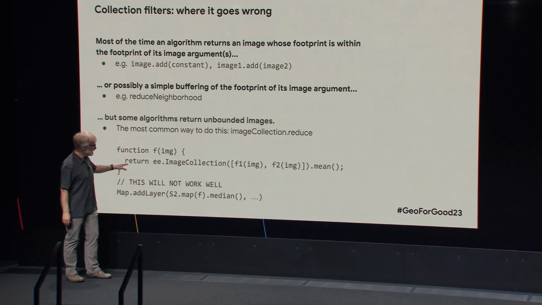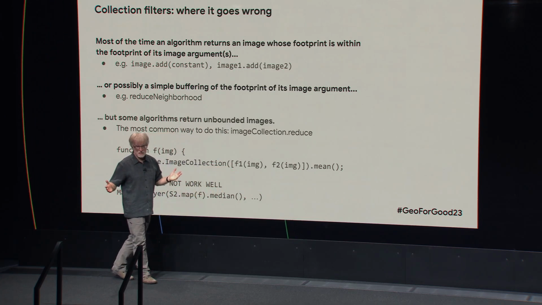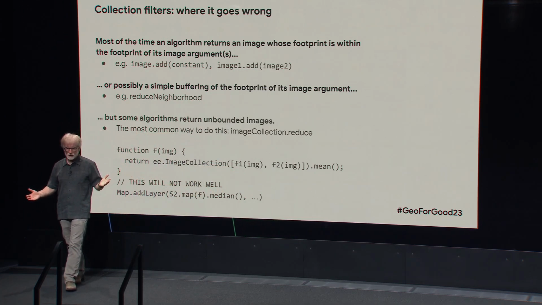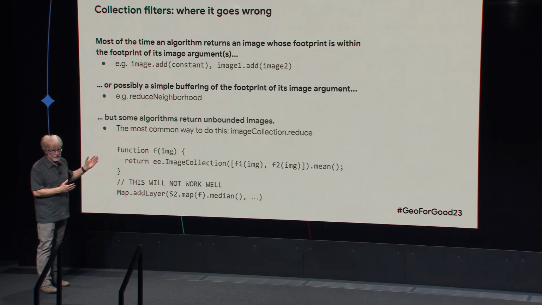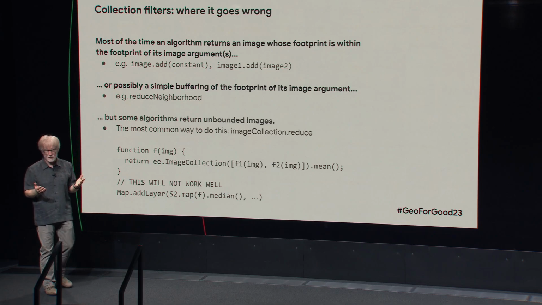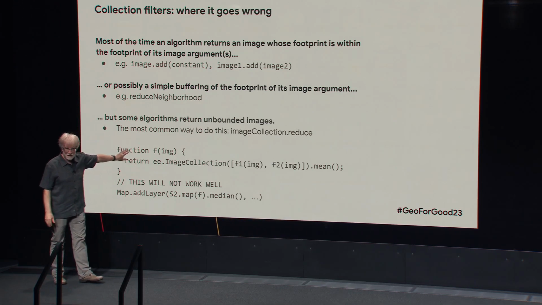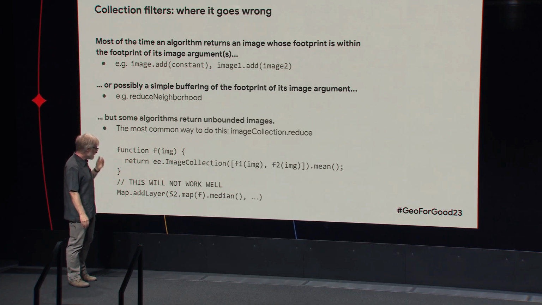But it doesn't. And it doesn't work because ImageCollection.mean always returns an unbounded image, no footprint. And if you go back to that previous slide, it's no longer valid to do the optimization that I was talking about, which means now I have to run this on every one of the 28 million images. And that's not going to work.